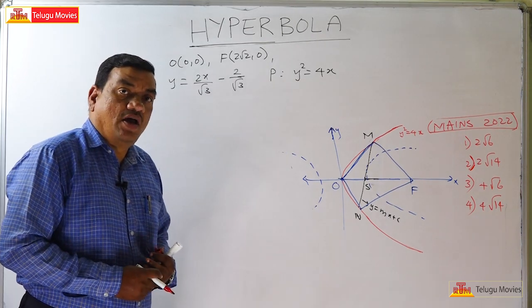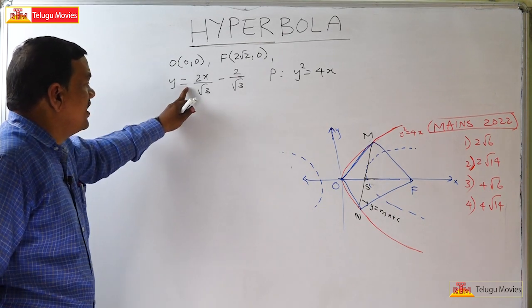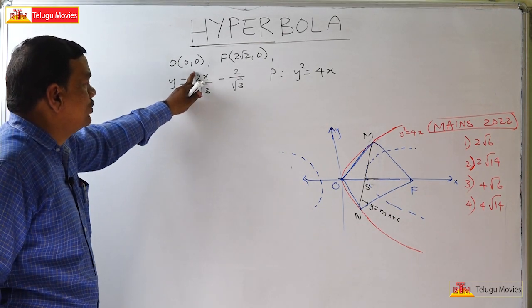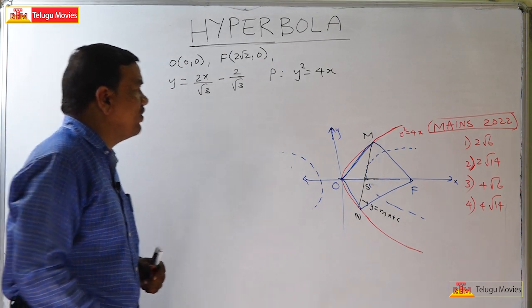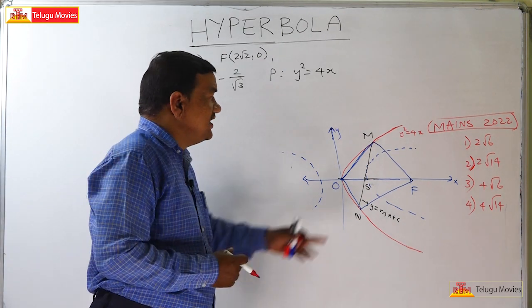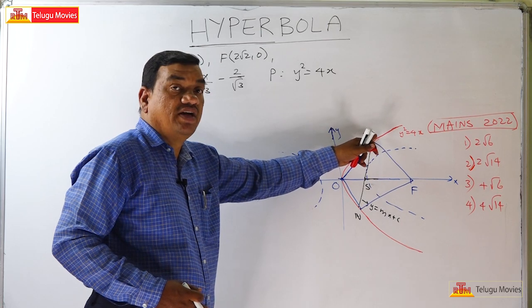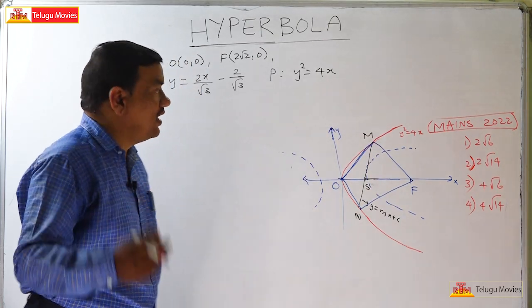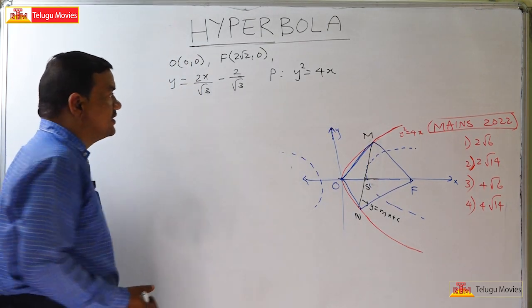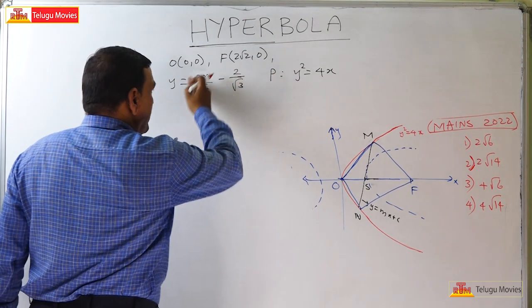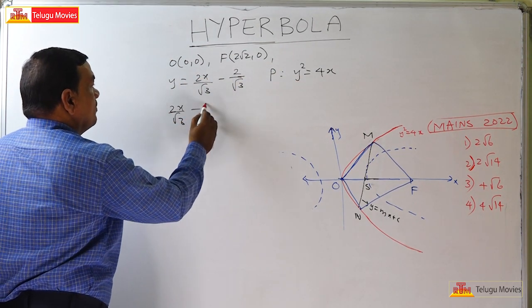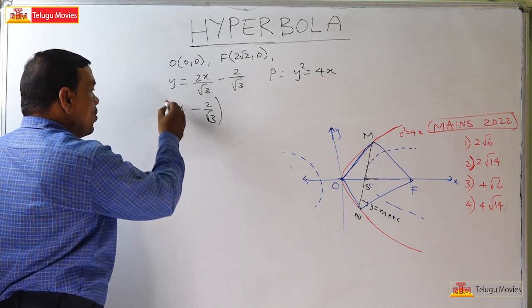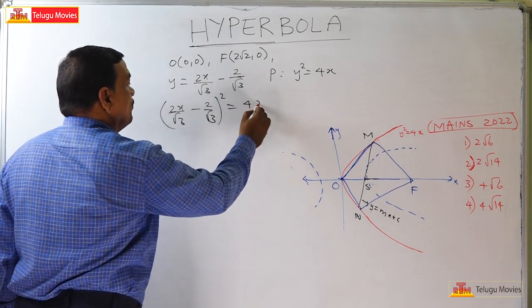Welcome back to the remaining calculation part. So here the focal chord equation is y = 2x by root 3 minus 2 by root 3. The parabola equation is y square is equal to 4x. Let us solve these two equations so that you will get the M value and the N value, the M coordinates and N coordinates. Now substitute in place of y this value. So therefore (2x by root 3 minus 2 by root 3) whole square is equal to 4x.